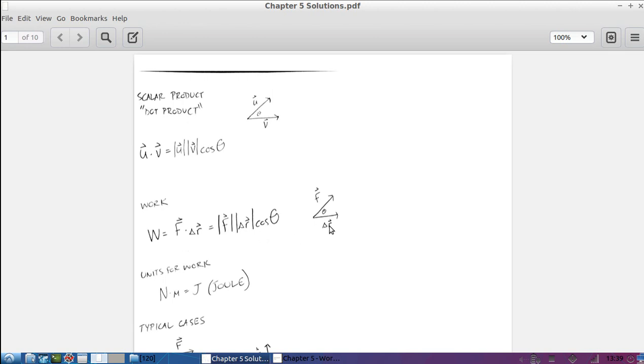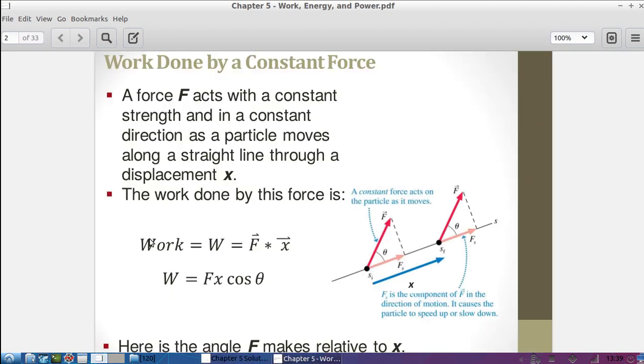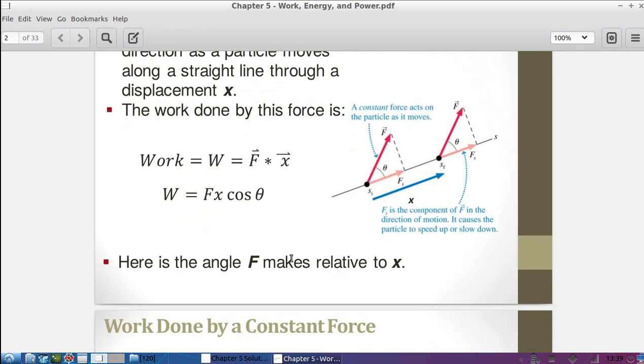So if I know how far an object moved, and I know the force that caused it to move, I can use this formula, F d cosine theta, to calculate the work done. Alright. So what causes this object to move? It's the force, yes it is, but it's the component of the force that's in the same direction or along the same dimension as the displacement.